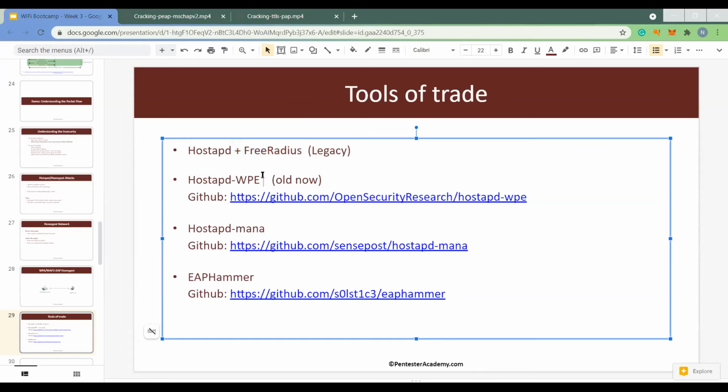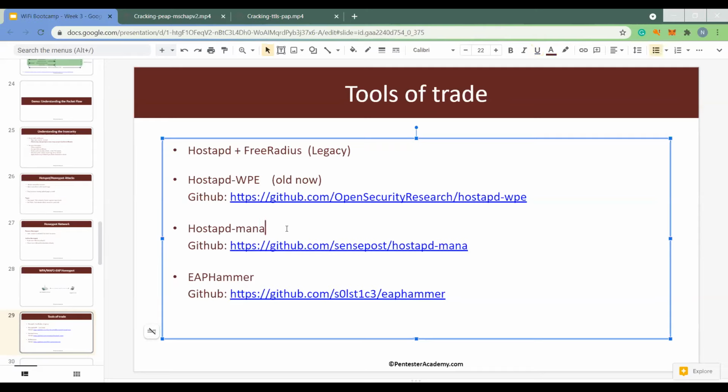This was a derivative of hostapd, which was using a patch. This patch gave it the power to also work as a RADIUS server. This one is also very old now, but it will still work. Again, not very easy to use. Then came hostapd-mana. hostapd-mana is a tool developed by SensePost. So this is really good to use.